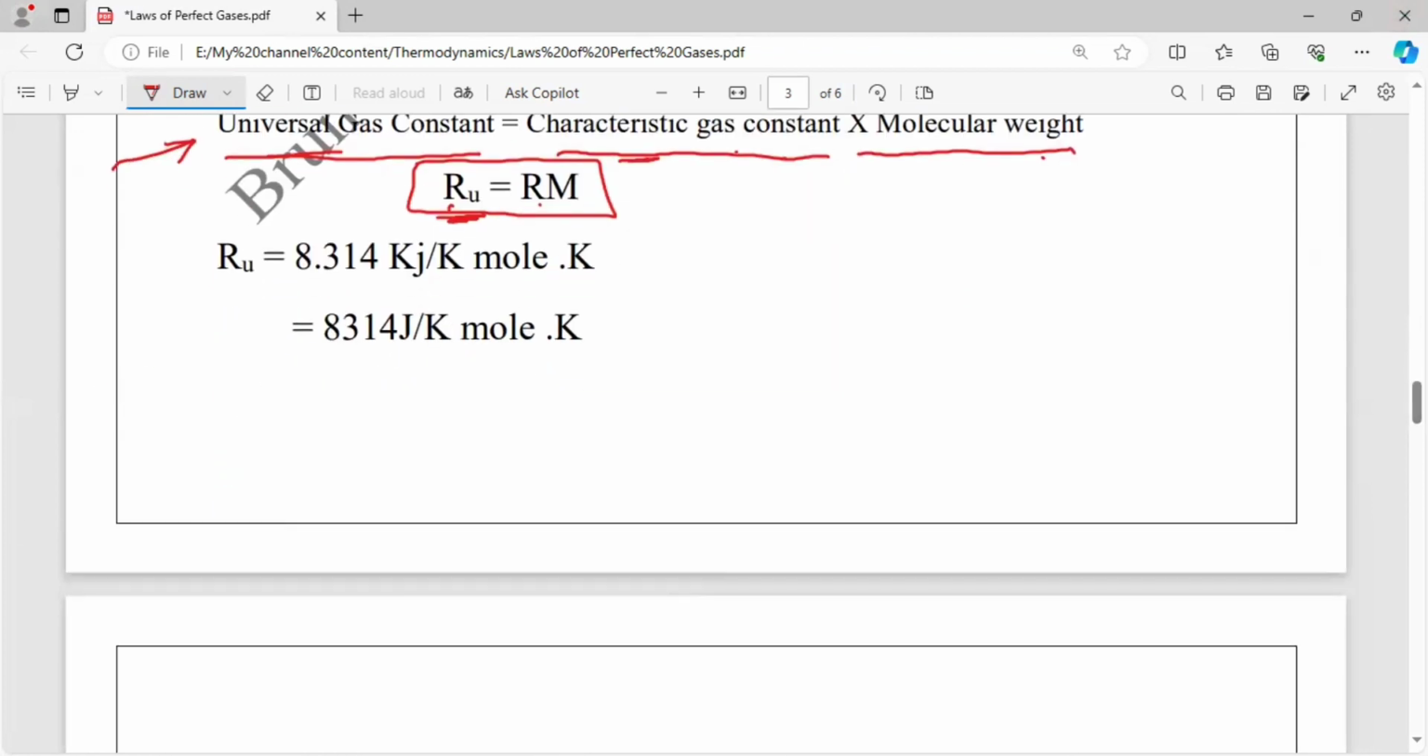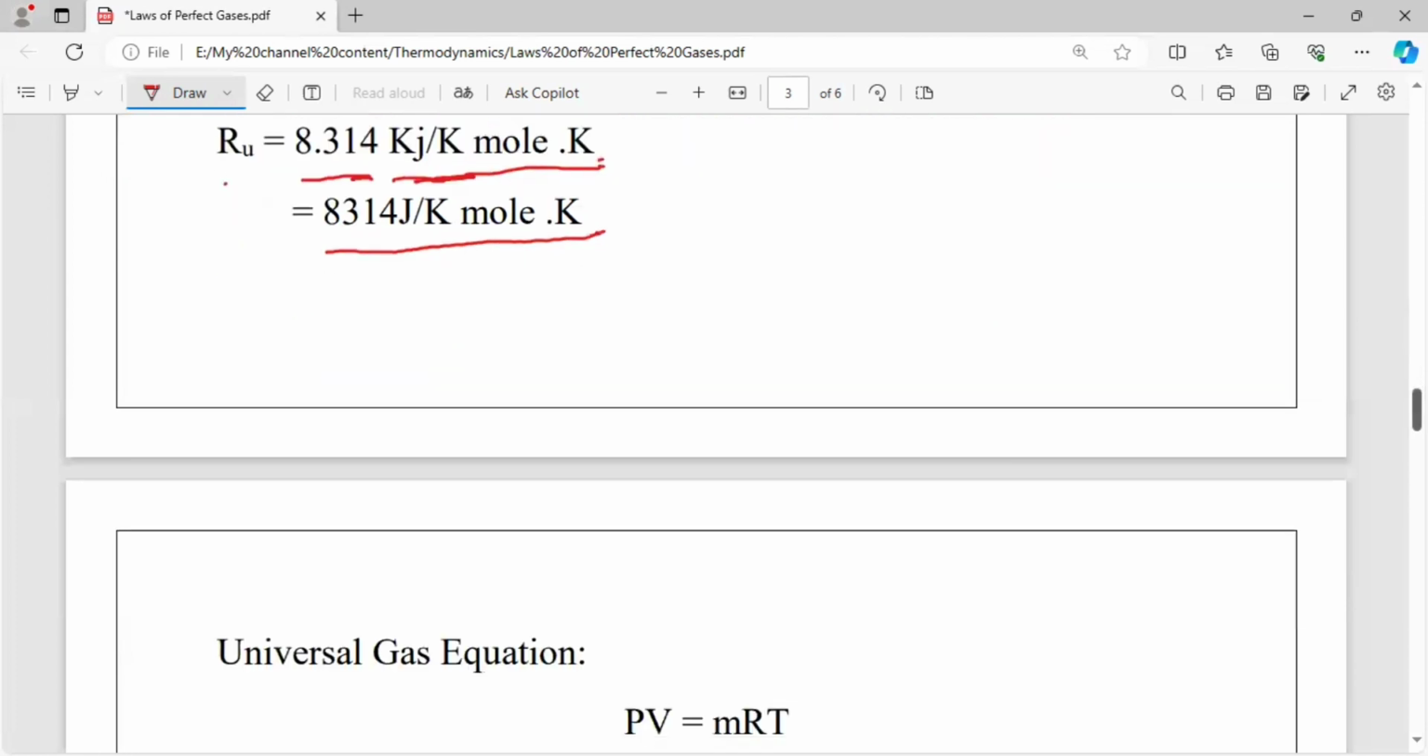Here one more important point is the universal gas constant value Ru, which is 8.314 kilojoule per kilomole Kelvin, or 8314 joule per kilomole Kelvin in terms of joules. So these are some important concepts in the laws of perfect gas.